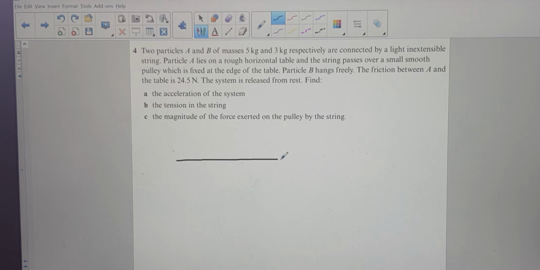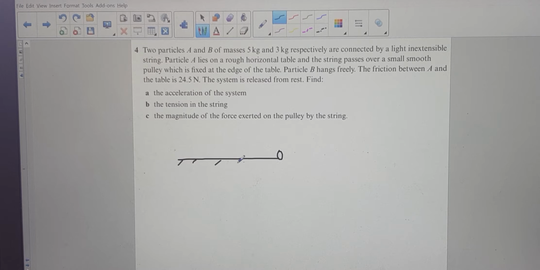Okay, no diagram this time, so I'm going to draw it here. This is a table. And then I'm just going to draw, let me draw that a bit bigger actually so I can see a bit more clearly. So this is going to be my pulley. Then my particle comes along here, particle A. Is that particle A? Yeah, particle A is the one that's on the table. So that's A. And what did it tell us? It told us that it had a mass of 5 kilograms. I've done this bit small, just to fit it in.